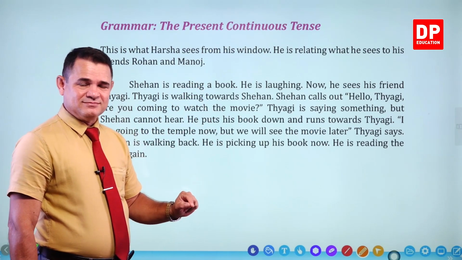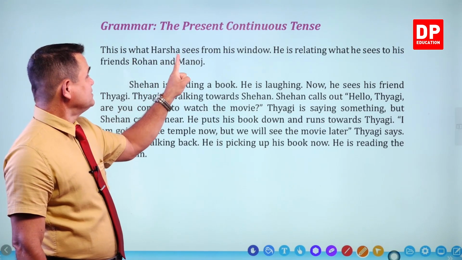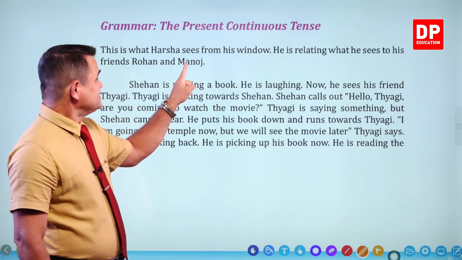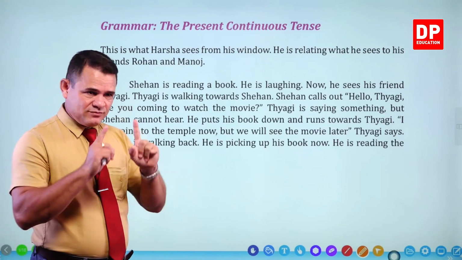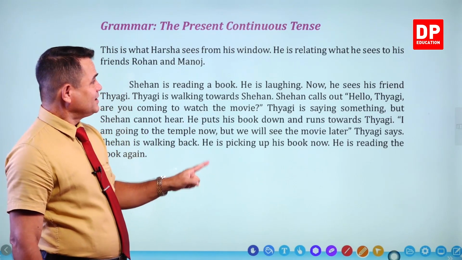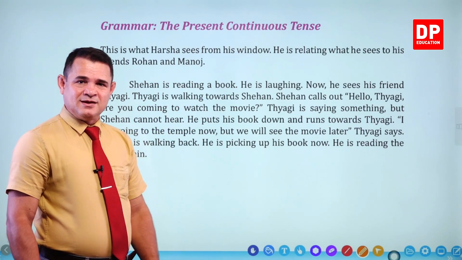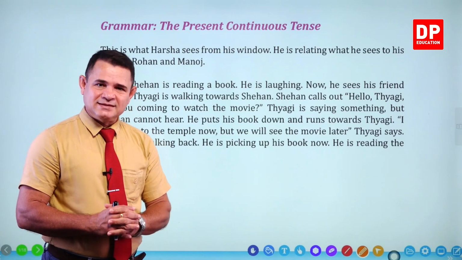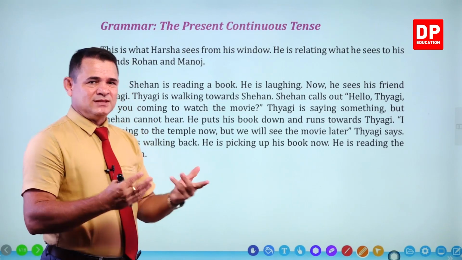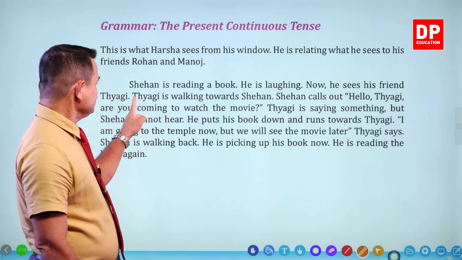There is a paragraph. This is what Harsha sees from his window. He tells what he sees from his window to his two friends, Rohan and Manoj. Now let's see what he says and how he says it. Right, just have a look at it.